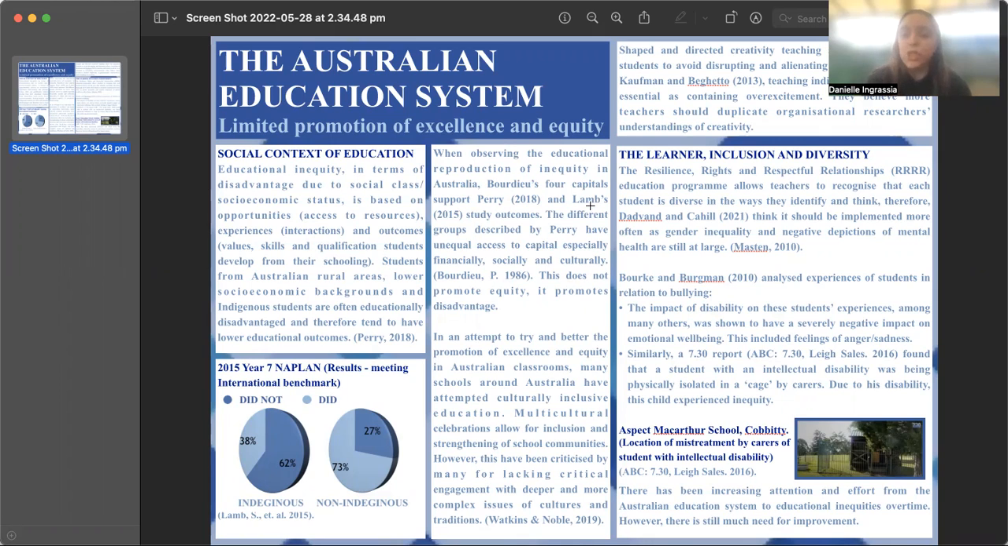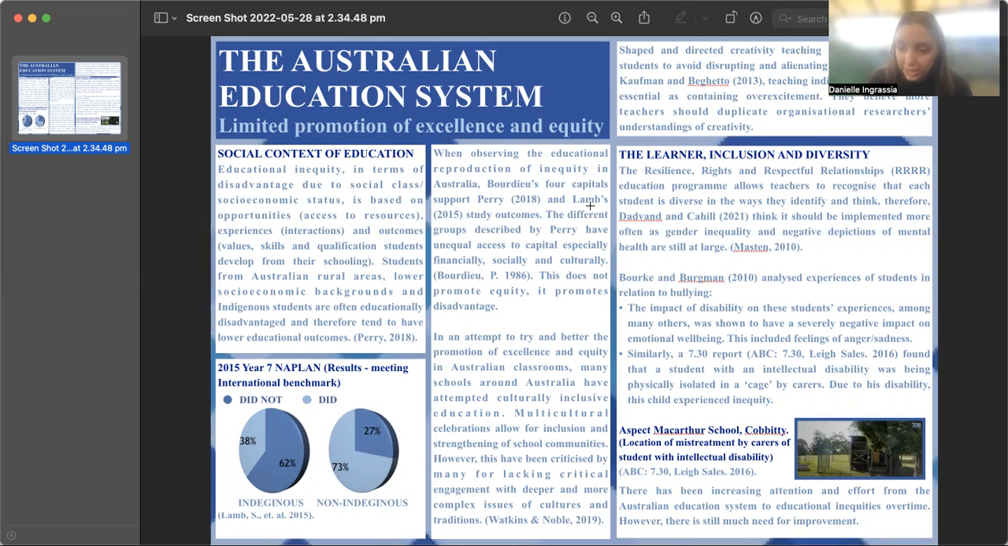In terms of disadvantage due to social class, educational inequity is based on opportunities, experiences, and outcomes. According to Perry, opportunities refer to a student's access to quality resources, qualified and skilled educators, and facilities. Educational experiences relate to the interactions and relationships in a classroom, the disciplinary climate, between teacher and student and also other peers. Lastly, outcomes refer both to the academic and non-academic values, skills, and qualifications which a student develops from a schooling environment.